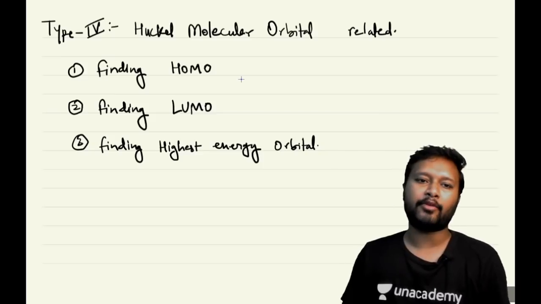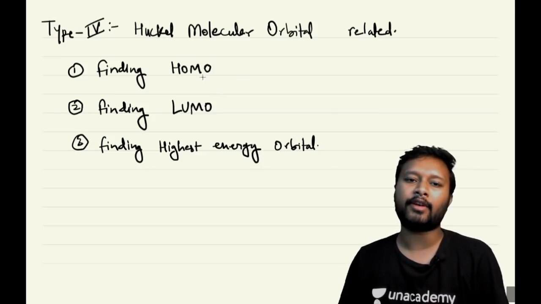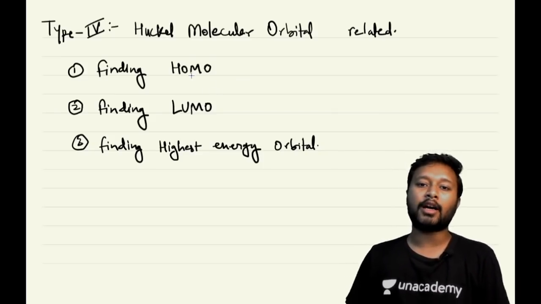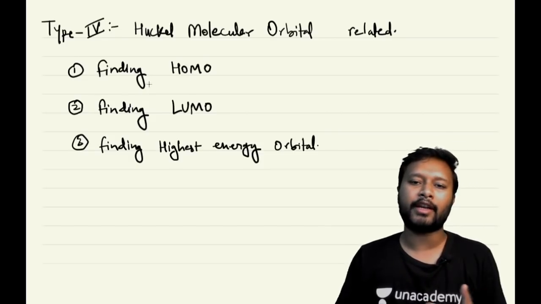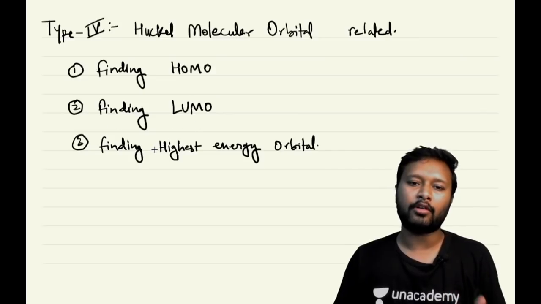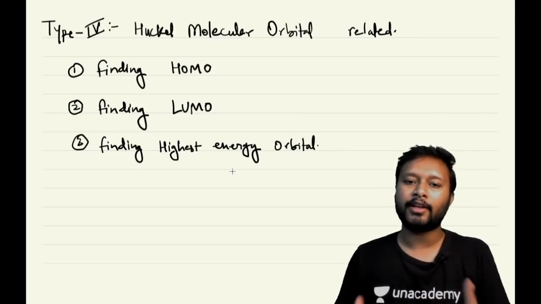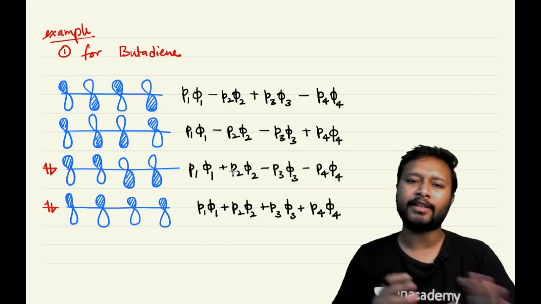Okay, the next type of question, the fourth type, which I find the easiest one, is the Huckel molecular orbital related question, where there are basically three types: finding HOMO, finding LUMO, or finding the highest energy orbital. So let's see how to do these types of questions. They are pretty simple to do.